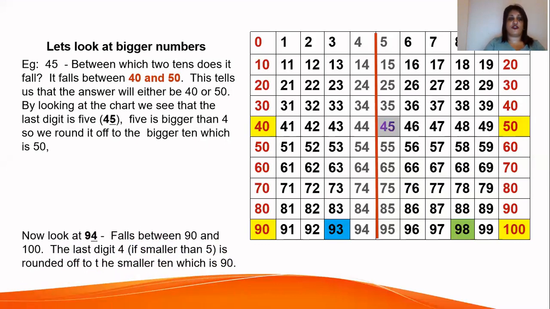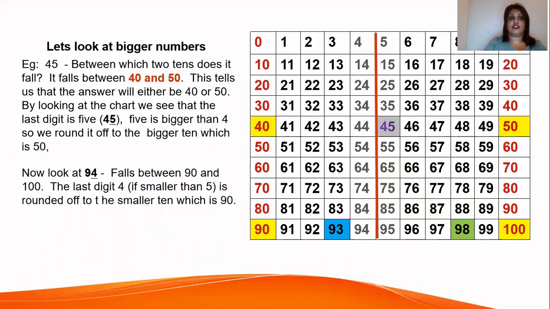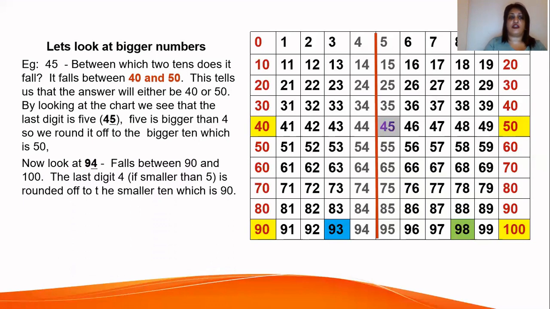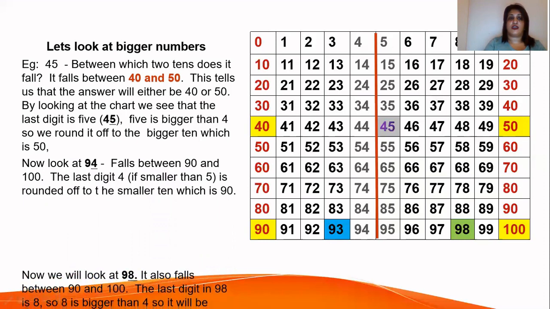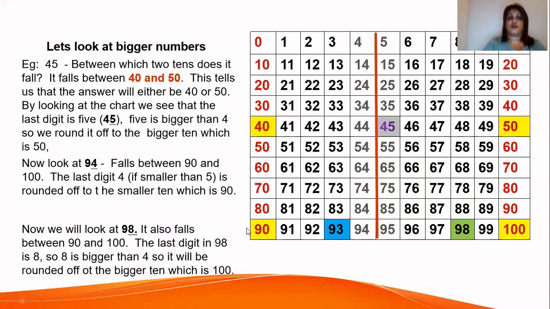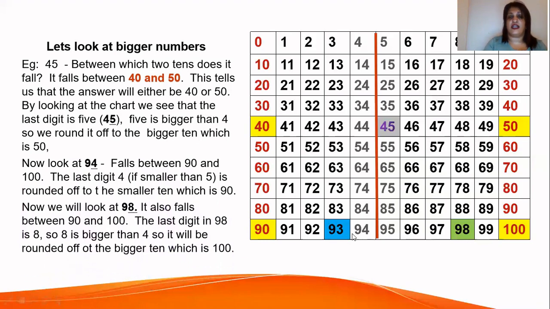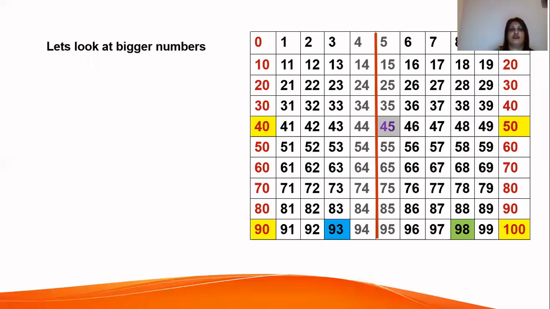Let's look at 94 now. This is now we can see whether we're going to round down or up. 94 falls between 90 and 100. Now we're going to look at a number chart containing multiples of 10.